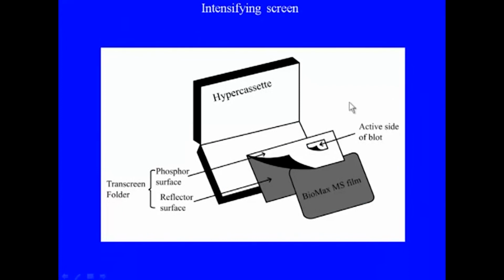This is shown here. This is a cassette, a hypercassette. There is a particular kind of film, and the sample could be placed in here. This is the active side of the blot, and there is a phosphor surface. So, when the high energy particles or rays cross over and do not properly expose the X-ray film from the sample, then an image is superimposed which is made from fluorescence of this phosphor compound. So, this is another method which could be utilized.